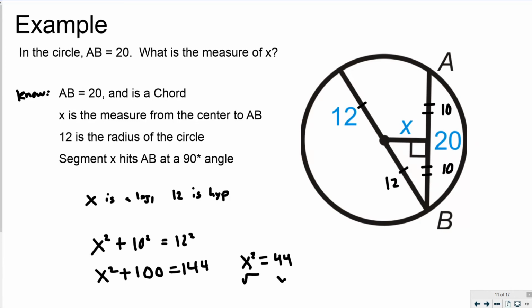I'm going to square root both sides now. X is equal to, so the square root of 44 is not a nice number. It's 6.63. So it's approximately 6.6 units. So X is about 6.6 units.